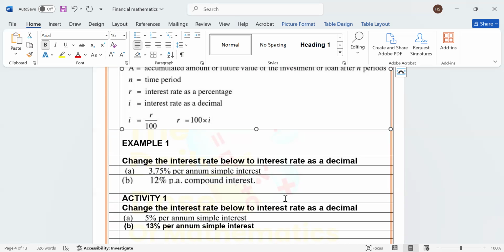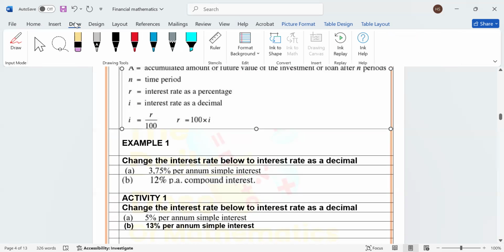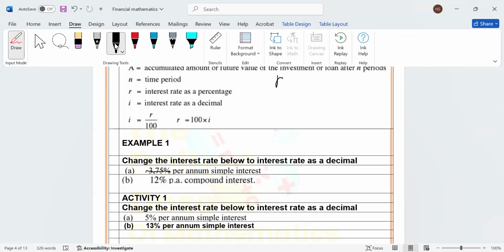Now, what is it that you are given here? Let's look into it. The thing that you are given is 3.75. What is this 3.75? It's r. Is the interest rate as a what? As a percentage. So r is, in this case, going to be 3.75. Whether it's simple interest or compound interest, it doesn't matter. The interest rate is given as a what? As a percentage. When they quote us, they're going to give it to us as a percentage.